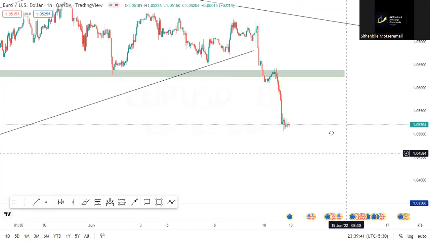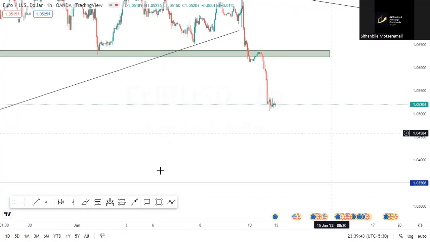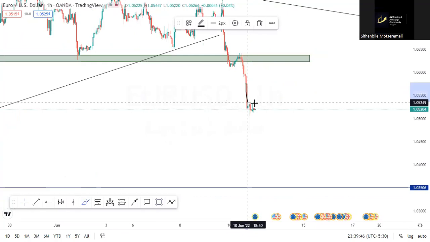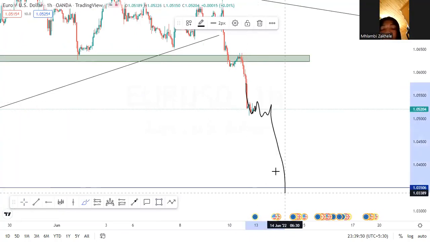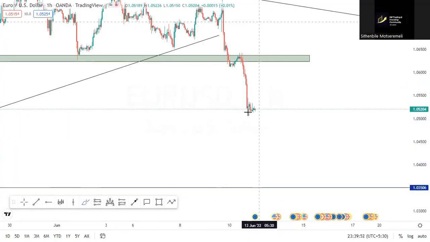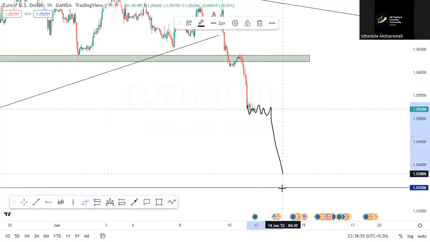Now you have to wait. This one we have to wait. It might make a bigger correction. Yeah, it might make a bigger correction. So this one you have to wait. We have to wait, guys.